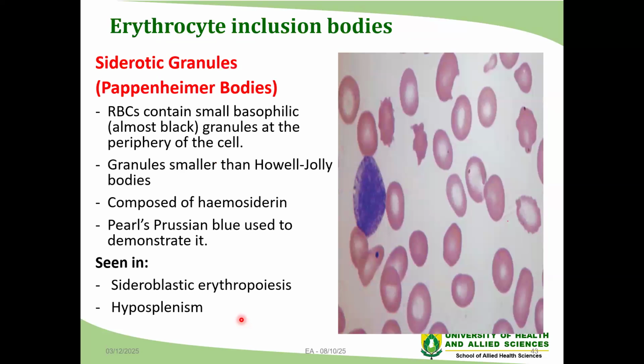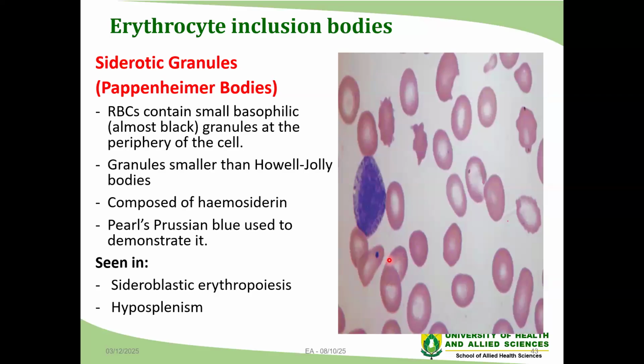The next inclusion body is what we call siderotic granules or Pappenheimer bodies. Here you have red cells that contain some small basophilic granules. You can see one here, one there, and this one is more prominent. You can see one, two over there on this cell. These are small basophilic granules, usually found towards the periphery of the cell.